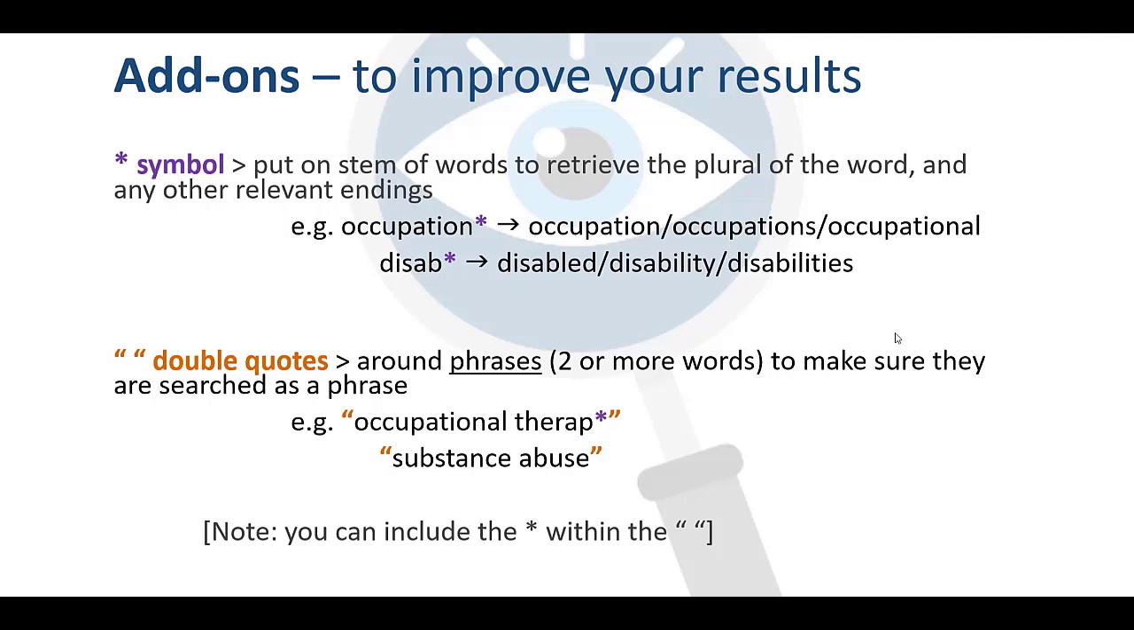The other feature is using the double quotes around phrases. So this is 2 words or more, and you need to use the double quotes around those in order to make sure that the words are searched as a phrase in that order. So occupational therapy and substance abuse are examples. Notice that you can use the asterisks within the double quotes in most databases.